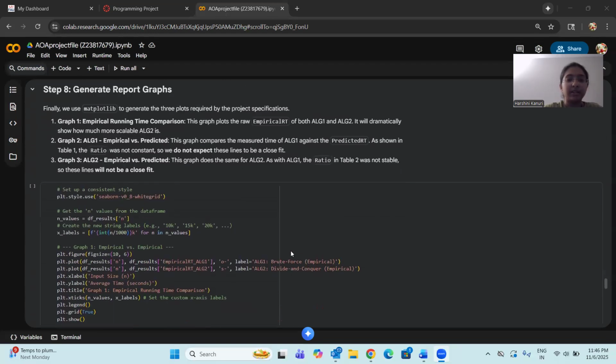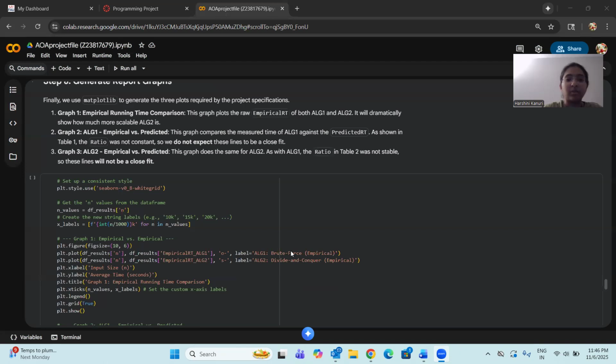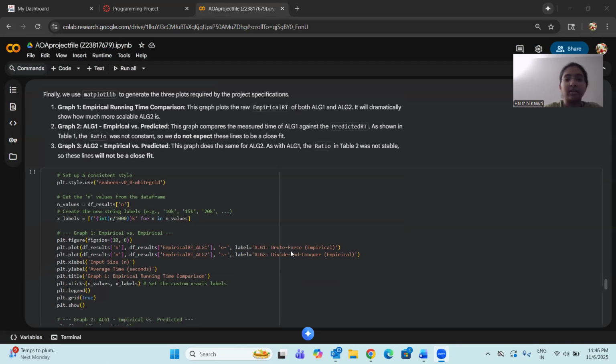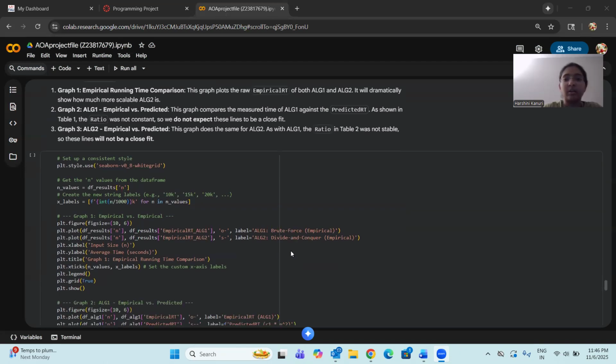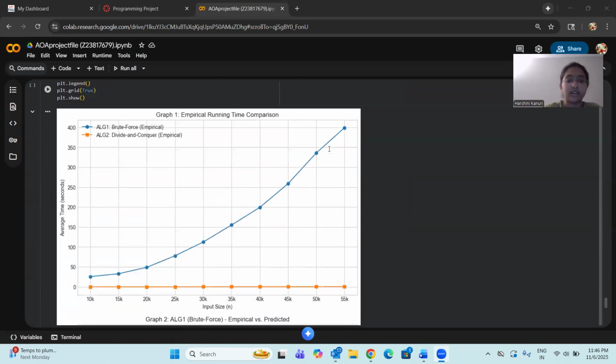We have three graphs, which is the empirical running time comparison. The graph plots the raw empirical data of both algorithm 1 and algorithm 2. It will dramatically show how much more scalable algorithm 2 is. This is the visual representation of graph 1.